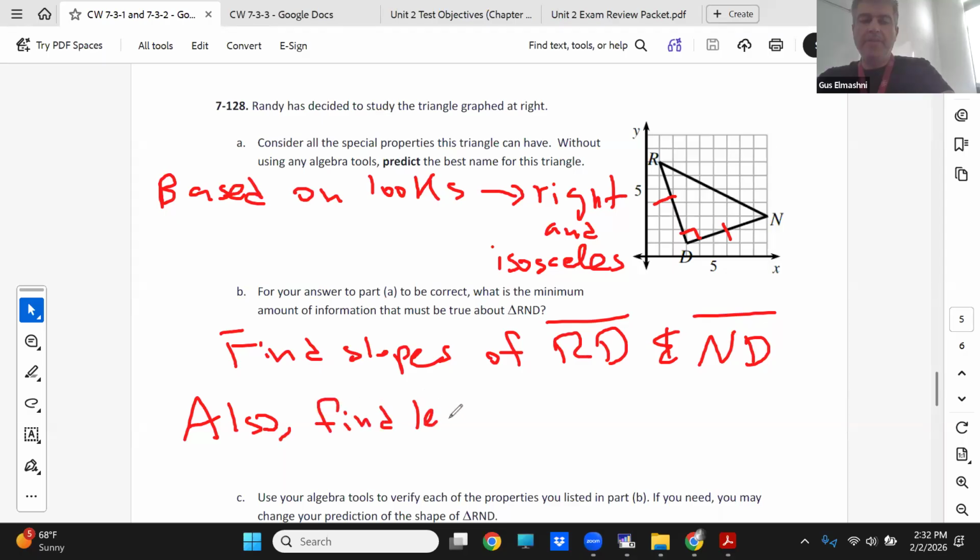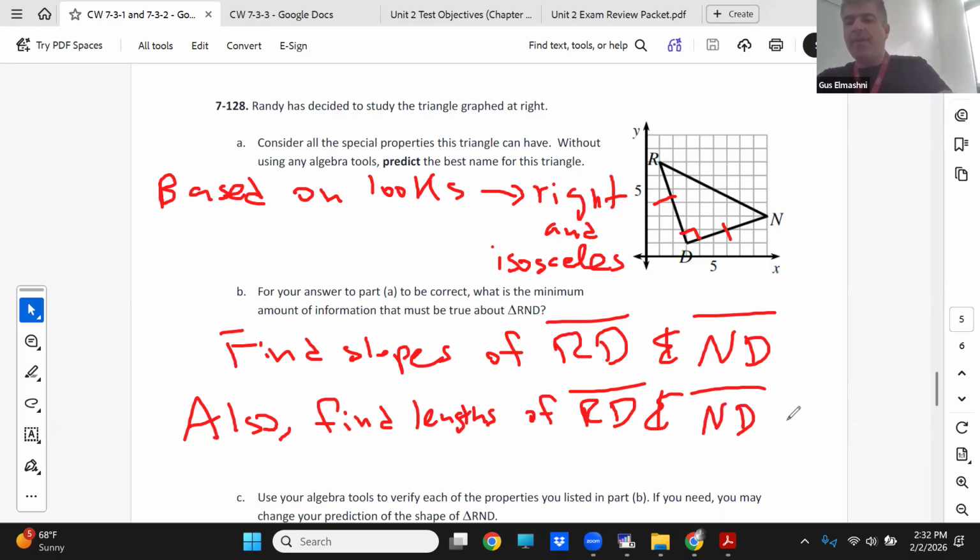Also find lengths of RD and ND, and that should be sufficient. I mean, you can find RN, I suppose, but we're going to do that later on. So why don't you guys try it right now?